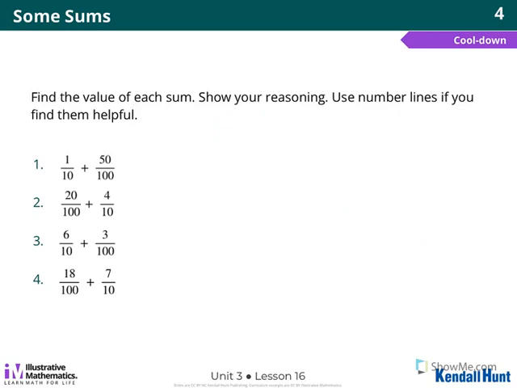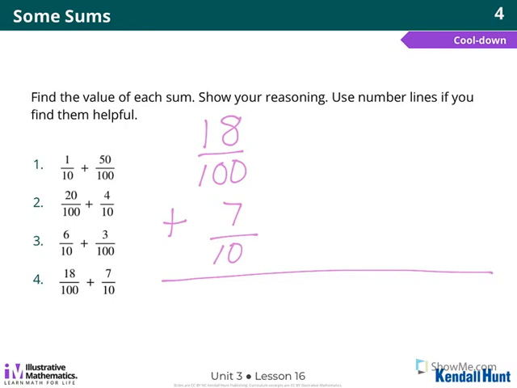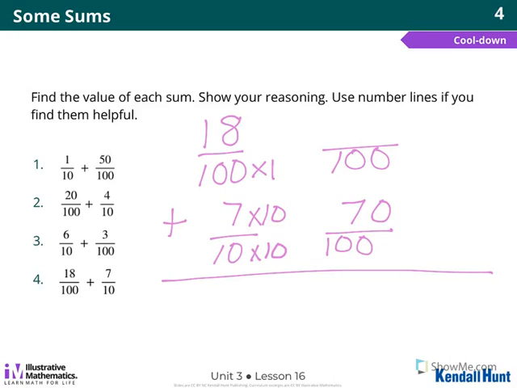All right, our last one, 18 hundredths plus 7 tenths. Once again, common denominator of 100. Okay, 10 times 10 is 100. 7 times 10 is 70. 100 times 1 is 100. So 18 times 1 is 18. Then I add 18 plus 70. And you should have gotten 88 hundredths.